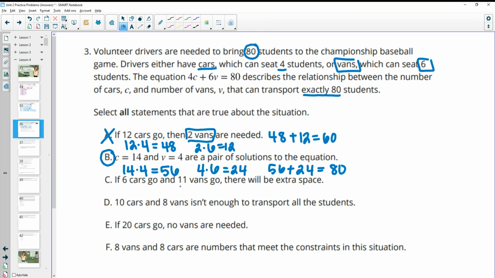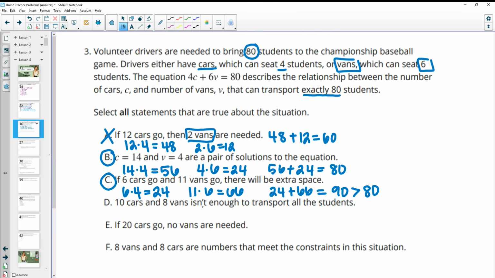C, if 6 cars go and 11 vans go, there'll be extra space. So 6 times 4 means 24 people can ride in the cars. 11 times 6, so 11 vans at 6 people each would be 66 people can go in the vans. So this means we have space for 24 people in cars, 66 people in vans, which is 90 people, which is greater than the space that we need of 80. So this is true. We would have extra space.